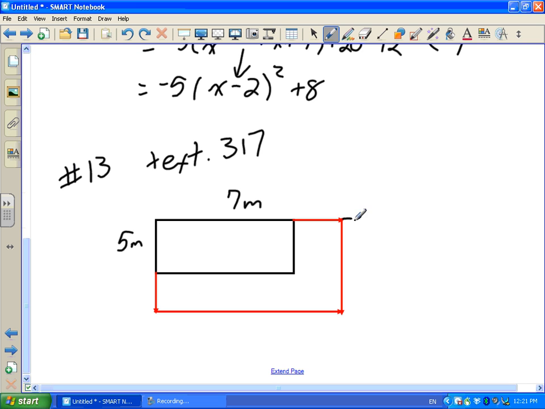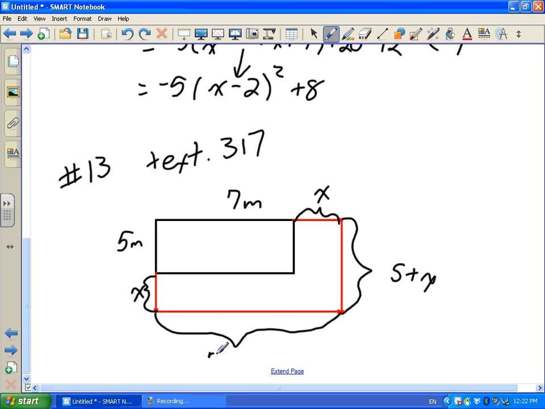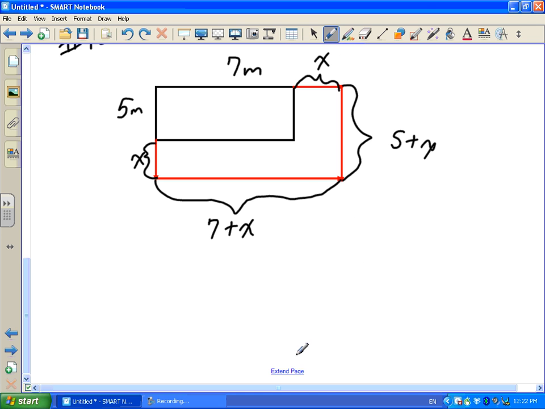So, what will this new distance be? We're going to call the extension, we're going to call that amount x. Okay? We'll call that x, and because they're the same amount, we can call them the same variable. So how long is this new width? 5 plus x. And our new length is going to be 7 plus x.